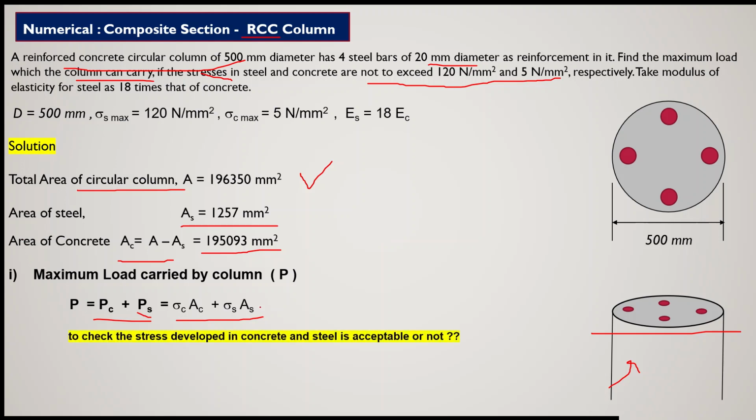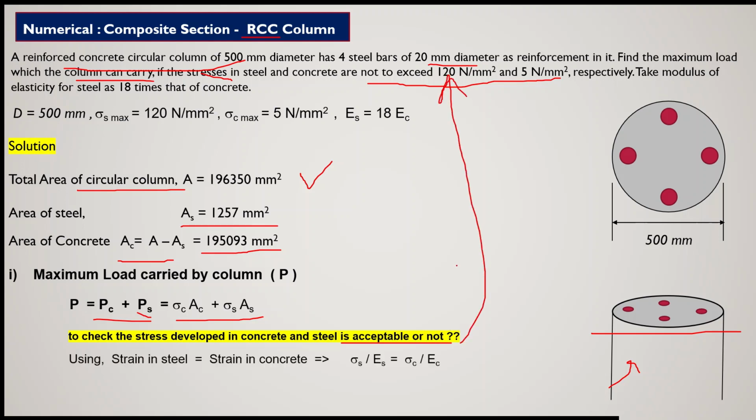So to check whether the stress developed in concrete and steel is acceptable or not, we have to check what stress is actually coming in concrete as well as steel, and whether they are exceeding these limits or not. So using the same composite section theory, strain in steel is equal to strain in concrete. So the formula, again the same formula which we discussed in the previous problem, is sigma S upon ES is equal to sigma C upon EC.